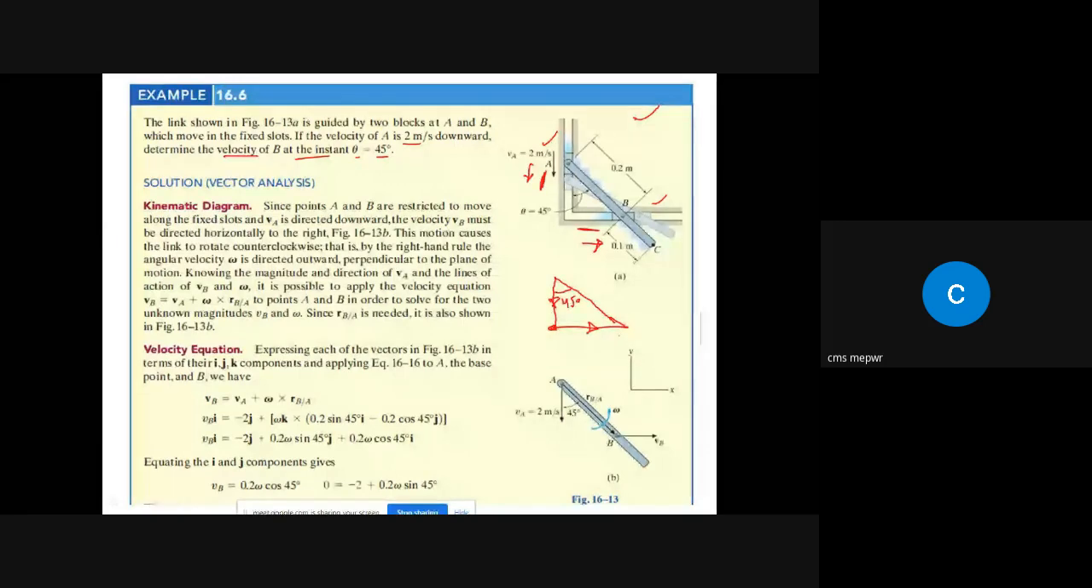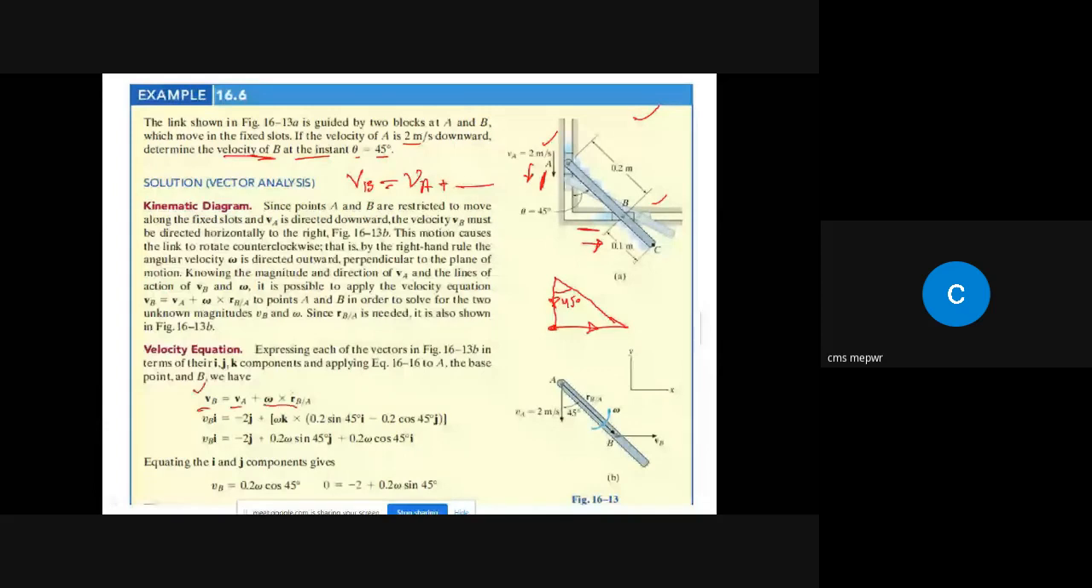What are they asking for? They are asking for the velocity of B. So we can write, similarly as we have done in the previous case of general plane motion, since we are interested in finding the velocity of B, VB will definitely be a combination of VA plus the rotation part. So VB is equal to VA plus the rotation part, which is omega into the position vector.